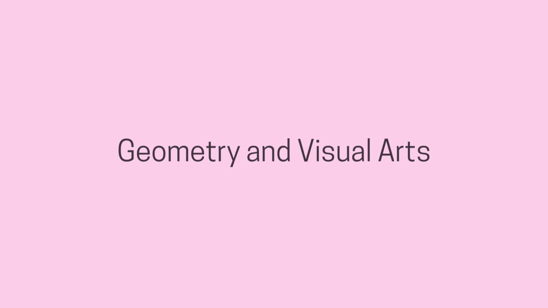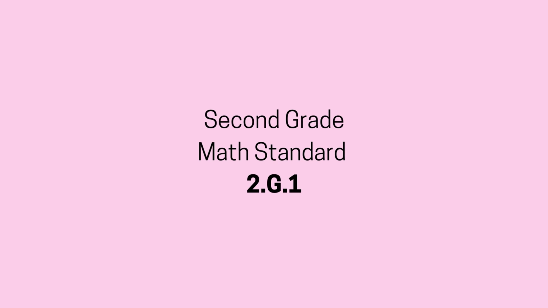Today I am doing geometry and visual arts. So for our math standard, we are going to work through Math Standard 2G1, which is second grade geometry. And we are going to focus on being able to recognize different shapes and identify how many sides they have. So we're going to start our lesson today by reviewing the different shapes.